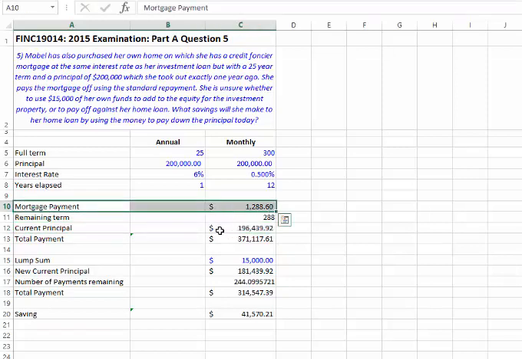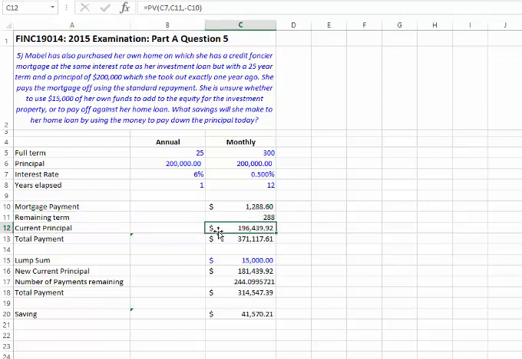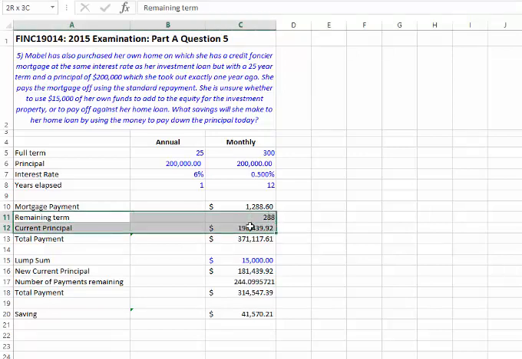Now that may come out as a negative depending on whether you put in the mortgage payment as positive or negative. You disregard the sign, it's a convention that the calculator will use. You just need to be on the ball enough to ignore the negatives or use them in the correct sense. One way or another, we're simply looking at the absolute value of 196,439.92.